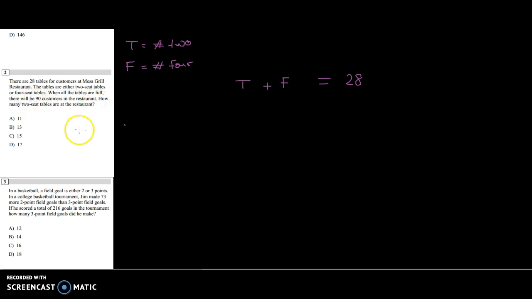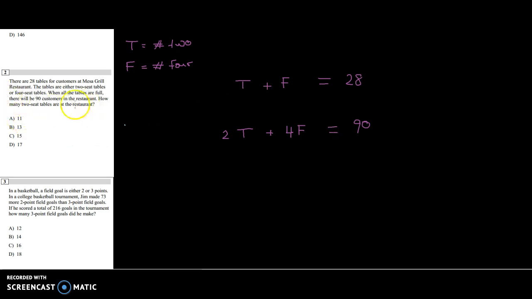Then it says, when all the tables are full, there will be 90 customers in the restaurant. Okay, so now let's think about this. What that's going to get us to is the number of customers. With the tables being full, it would look something like this. Each two-seat table can fit 2 people, so the total number of 2-seat tables times 2 would be equal to the number of customers that could sit at those tables, right? Plus 4 people for every one of the f tables, and if we add up those total number of people, we end up getting 90. Hopefully everybody sees that. Pause the video for a moment if that's confusing to you.